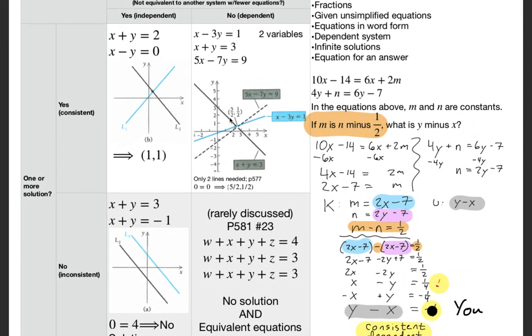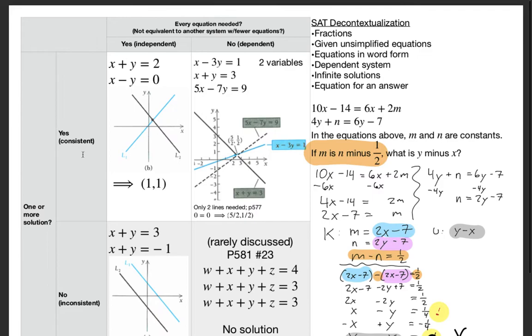If you graph them with a better grapher, like Desmos or a TI Inspire, then you can see that they will go through the exact same point. And it's labeled 5/2, 1/2. It has one solution, and there it is. So yes, it is consistent. One or more solution, yes. There it is, boom, graphed.